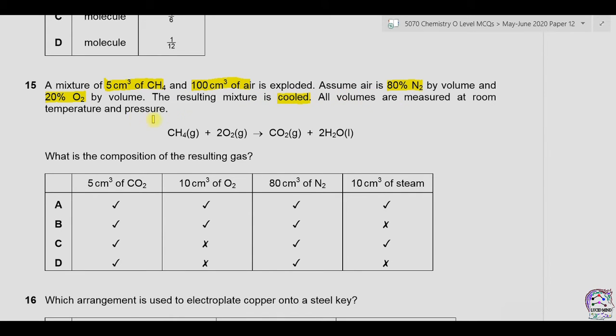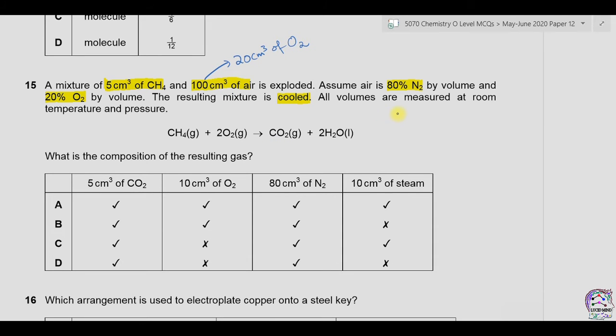All volumes are measured at room temperature and pressure. What is the composition of the resulting gas? As they have given that air consists of 80% nitrogen by volume and 20% oxygen, so in 100 cm³ of air there should be 20 cm³ of oxygen present.